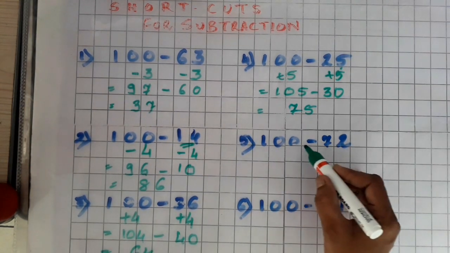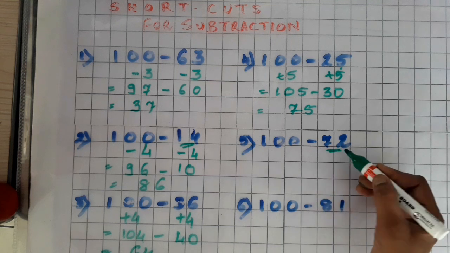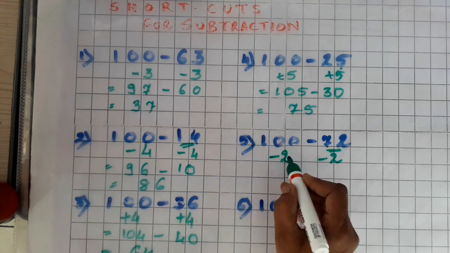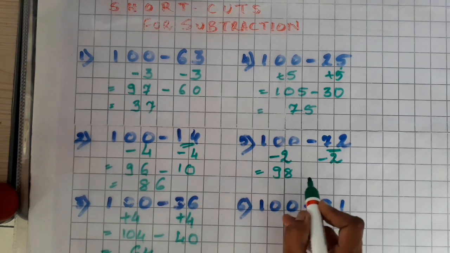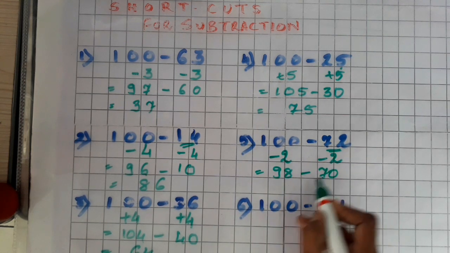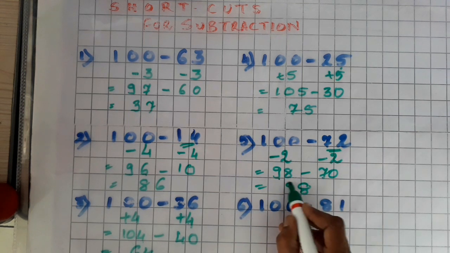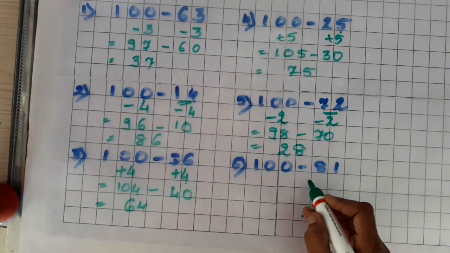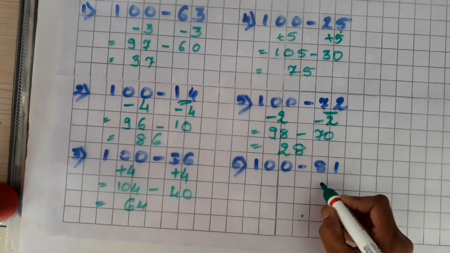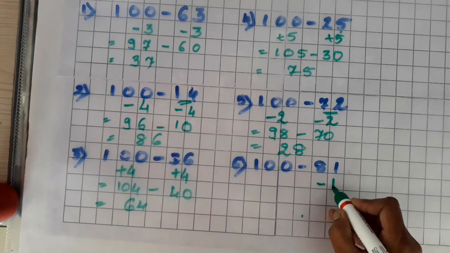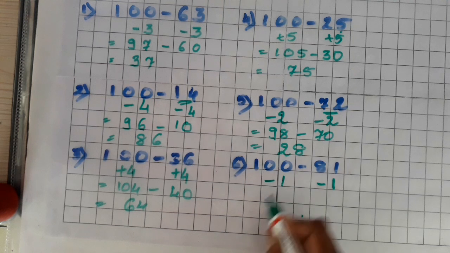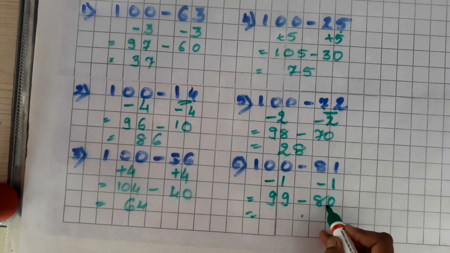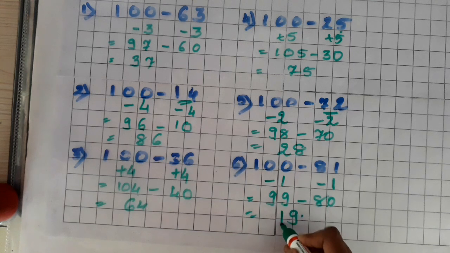Now here, 100 minus 72. 72 is nearer to 70. So I should subtract 2 from this number, and the same quantity is to be subtracted from the first number also. So this number becomes 98 and this number becomes 70. So the answer is 8 and 9 minus 7 is 2. Last question, 81 is to be subtracted from the first number. 81 is nearer to 80. In order to get 80, I need to subtract 1 from this number, and the same quantity is to be subtracted from the first number too. So this number becomes 99 and this becomes 80. So 9 minus 0 is 9 and 9 minus 8 is 1.